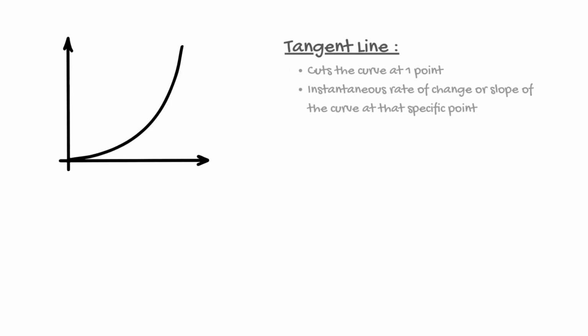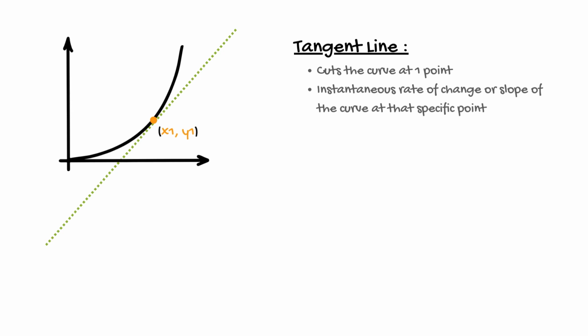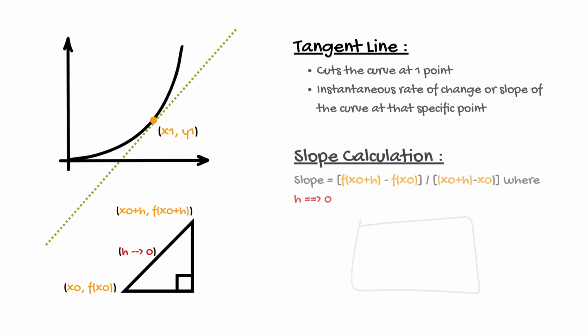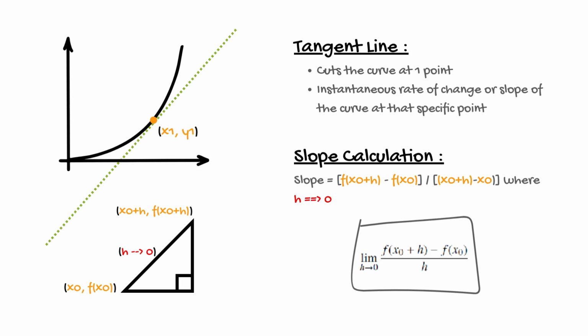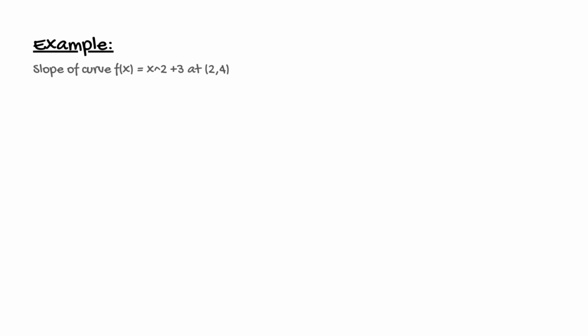A tangent line touches a curve at a single point without crossing it. It represents the instantaneous rate of change or slope of the curve at that specific point. To calculate the slope, let's assume 2 points on a curve where the distance between them tends to 0. So the gradient here is a limit function where the distance, h, between the 2 points on the curve tends to 0. Let us see a mathematical example.